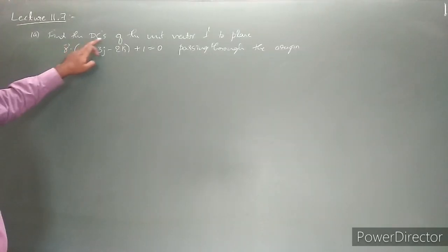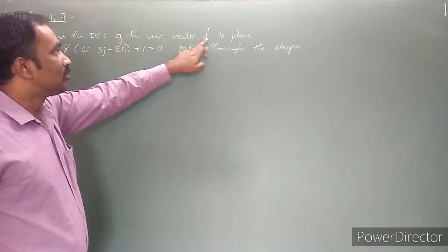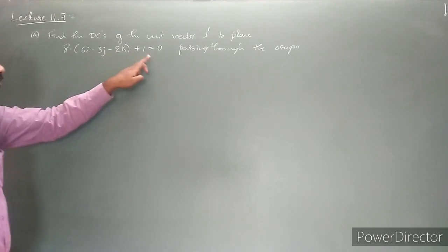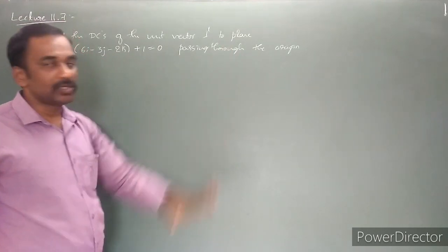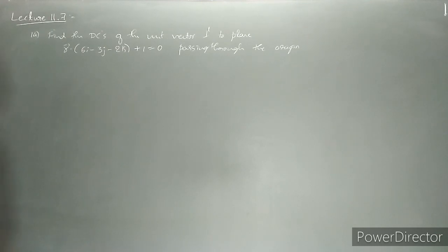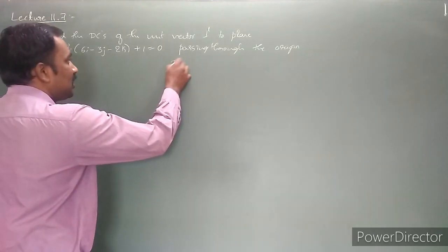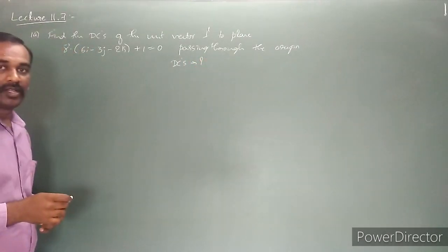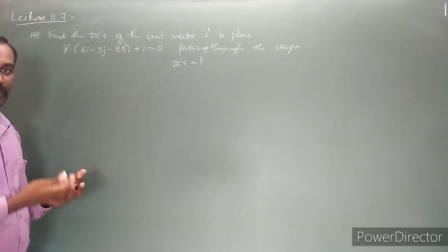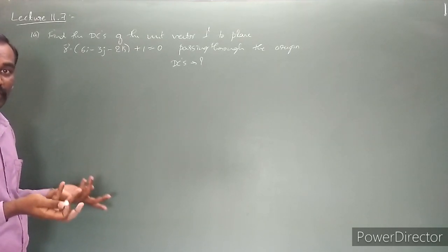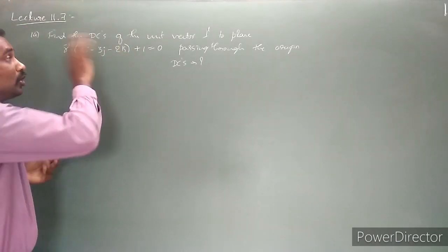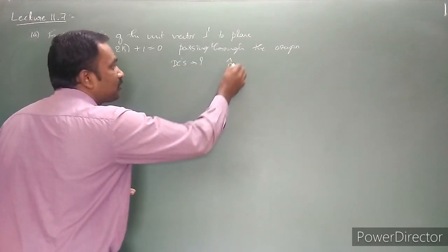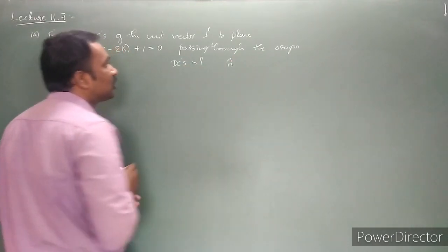For example, find the direction cosines of the unit vector perpendicular to the plane r bar dot 6i minus 3j minus 4k plus 1 is equal to 0, passing through the origin. So we need to find the direction cosines. Clearly understand the question. Direction cosines of what? Of a plane, or a line, or what? Of the unit vector. The unit vector just represents the n cap.